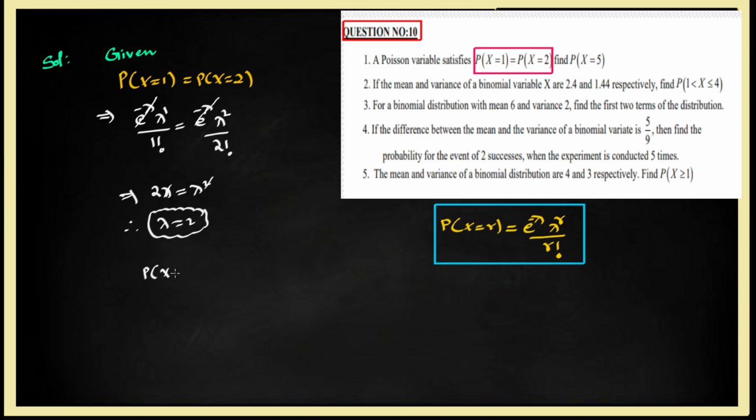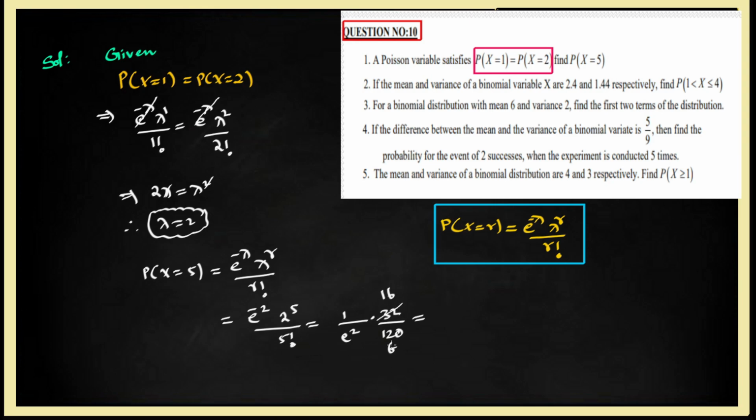Next we have to find P of x equals 5. That is e power minus lambda, lambda power r by r factorial. Here the value of r is 5 and value of lambda is 2. So e power minus 2, 2 power 5 whole divided by 5 factorial. We can write 1 by e square. 2 power 5 means 32, and 5 factorial is 5 into 4 into 3 into 2 into 1, 120. Okay, so 2 16s are 32, 2 60s are 120, 4 4s are 16, 4 15s are 60. So finally 4 by 15 e square. Okay, so this is our final answer.